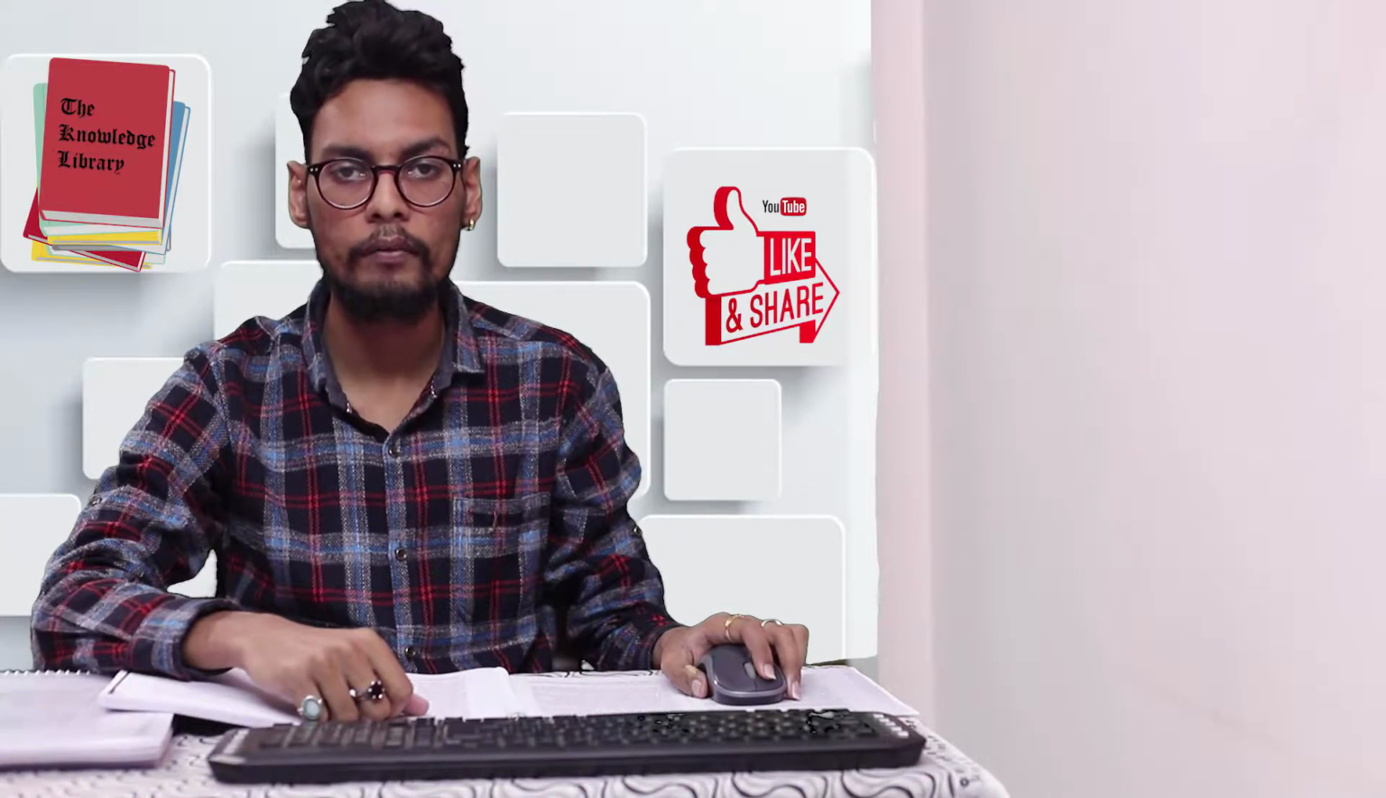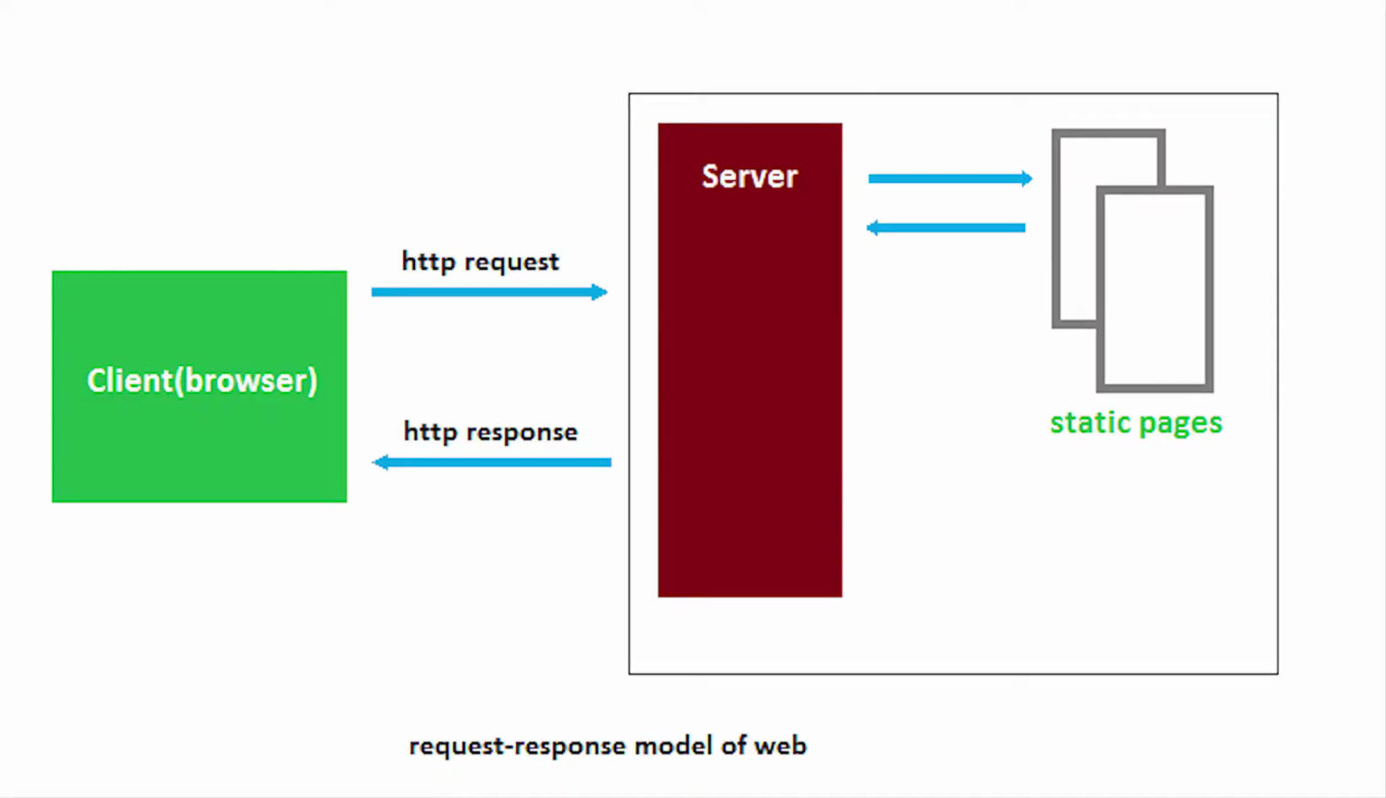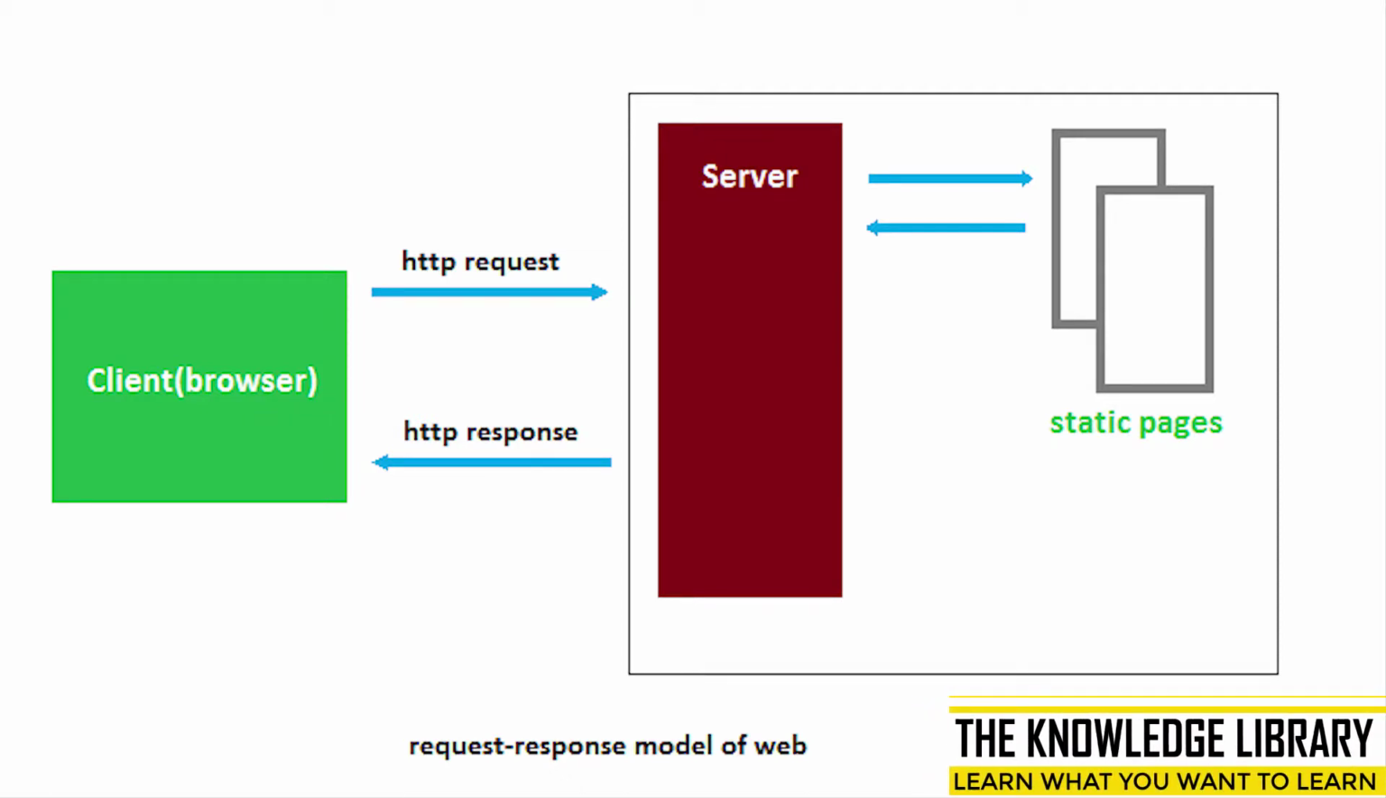Let's understand this working with the help of a diagram. When a client, that is you, types in a search query for a website, it goes to the server like Google or Yahoo, where it scans all the static pages in its index that relate to the search term and then displays the search result to you in the form of a search engine results page.